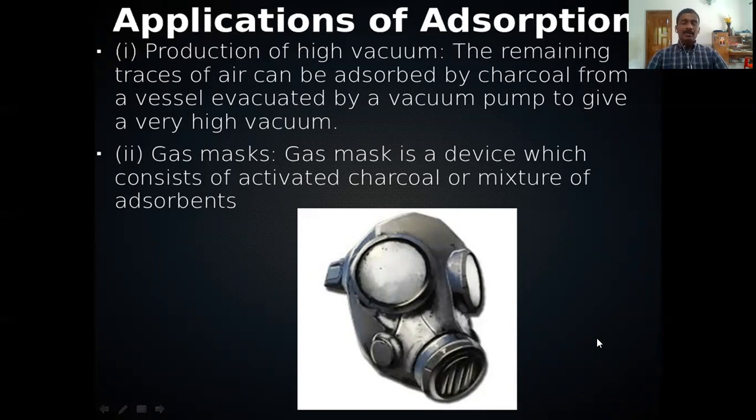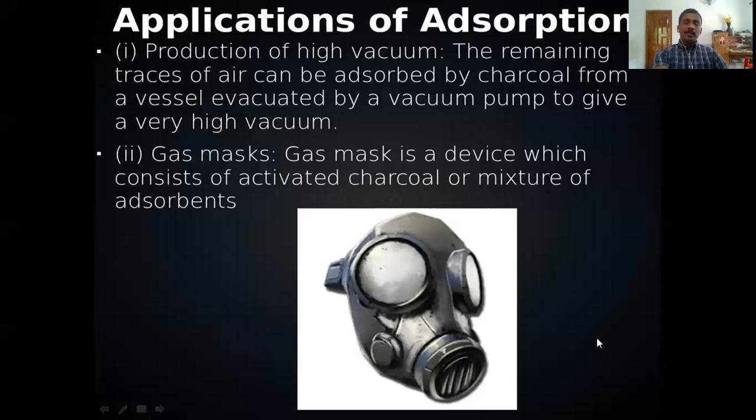The second one is in gas masks. Gas mask, that is a device which consists of activated charcoal or some other adsorbents. So the foul smelling gases or poisonous gases will be adsorbed by the charcoal.